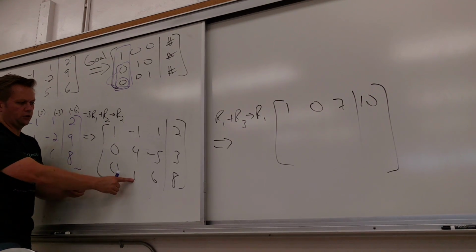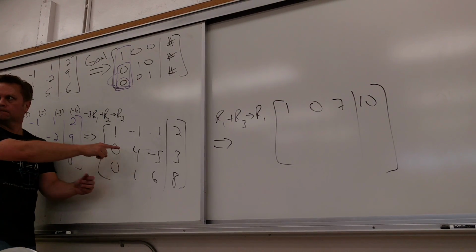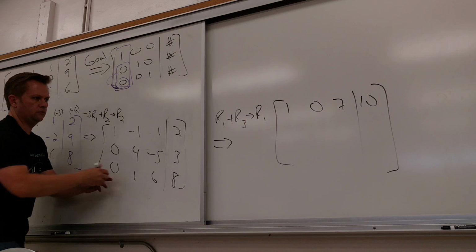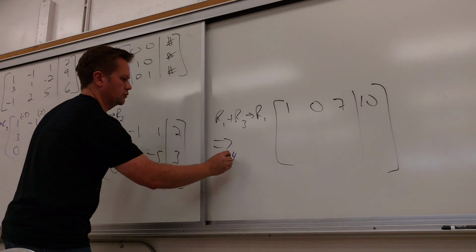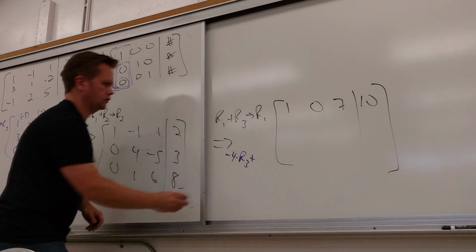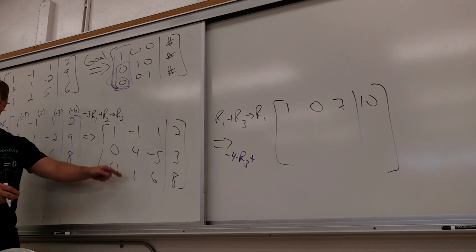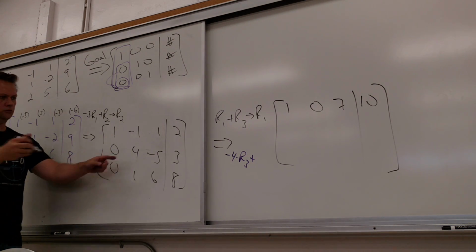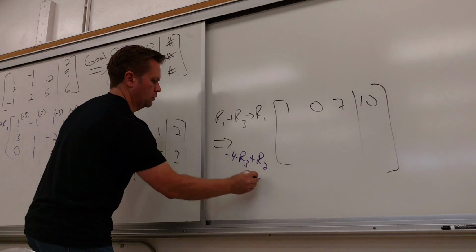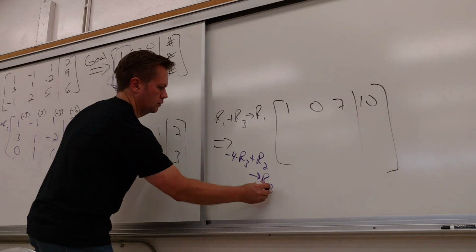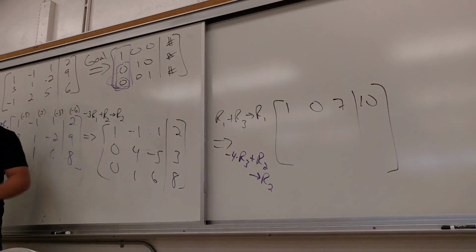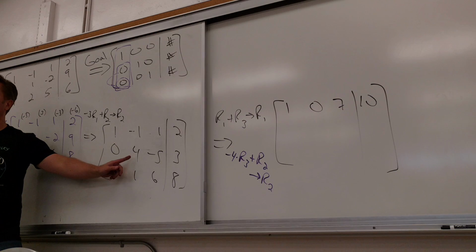But help me out. How would I use this 1 to kill this 4? Multiply this row. So take -4 times row 3. Add it to row 2. And then you get row. And put the answer where? Row 2. Row 2. I like it. Because I like this one. I don't want to lose this one. So I'm going to put the answer here.